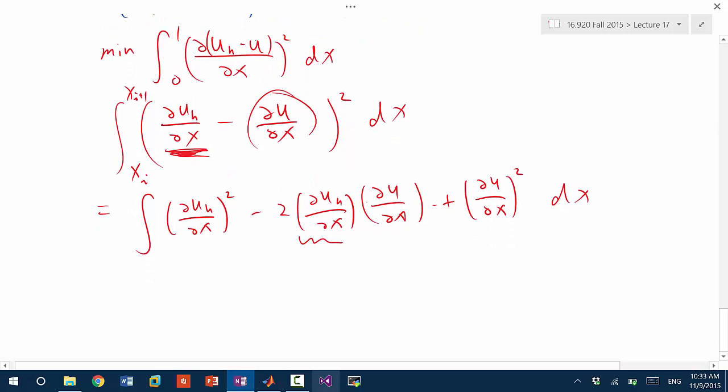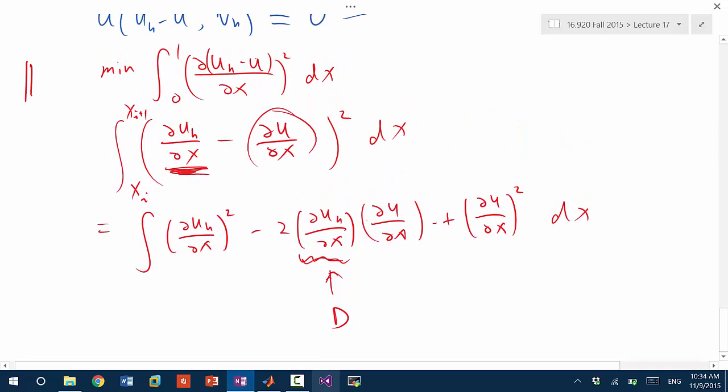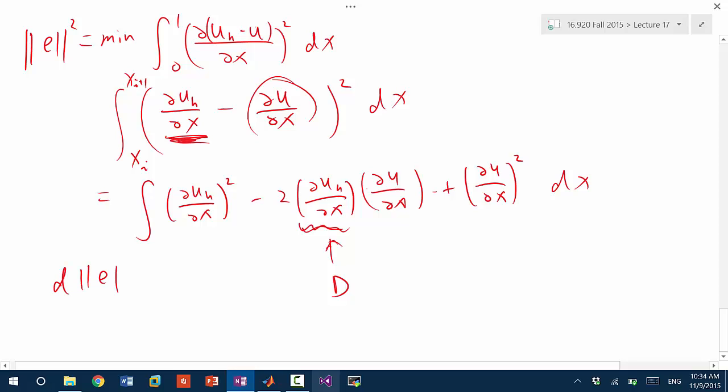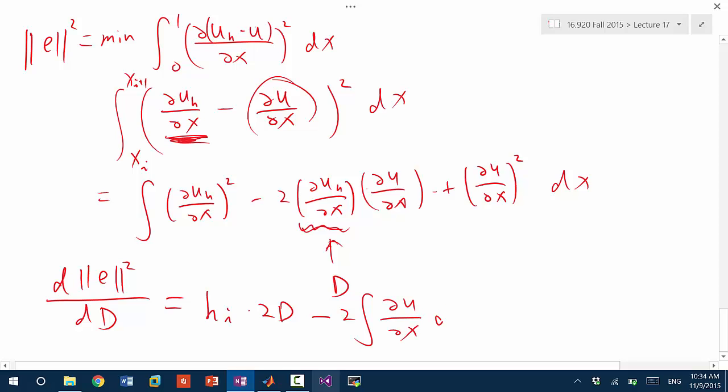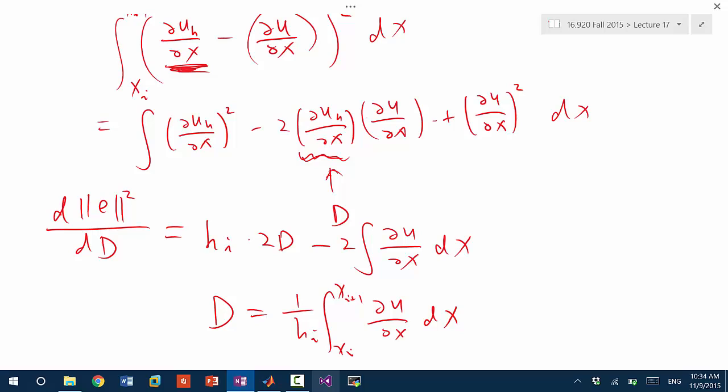Now if you take the derivative with respect to this constant here, let's say this is d, so this is the energy norm squared. The derivative of the energy norm squared with respect to d is equal to, this is the square, so it's hi, the size of this element, times 2d, right, the first term, minus, now this goes away, integration over the element of, again there is a 2 partial u partial x dx, which gives me the solution that d is equal to 1 over hi, integration from xi to xi plus 1 of partial u partial x dx. Or the derivative of the finite element solution should match the average derivative of the exact solution within the interval.